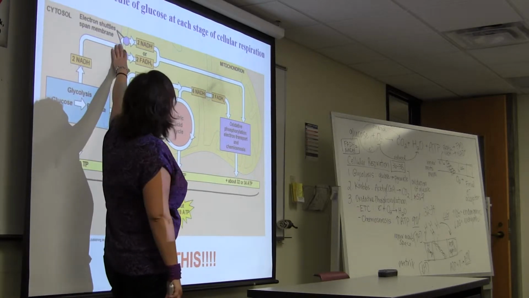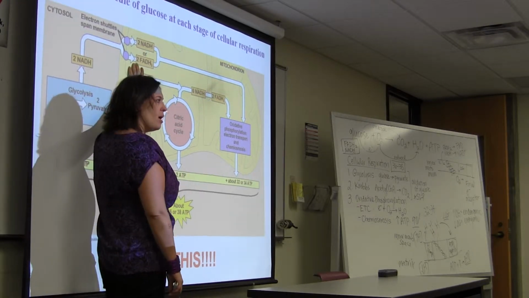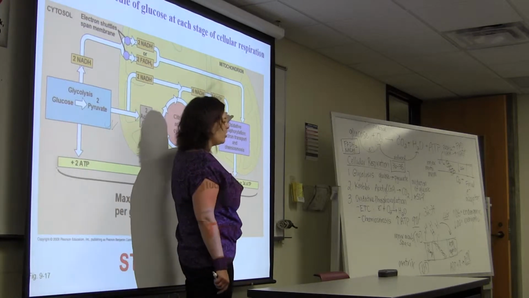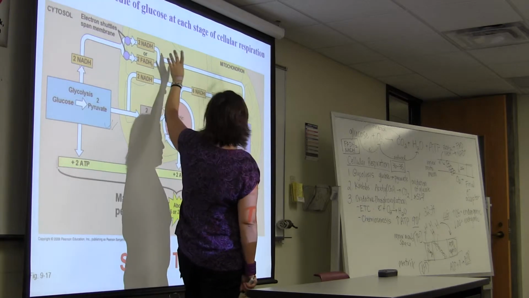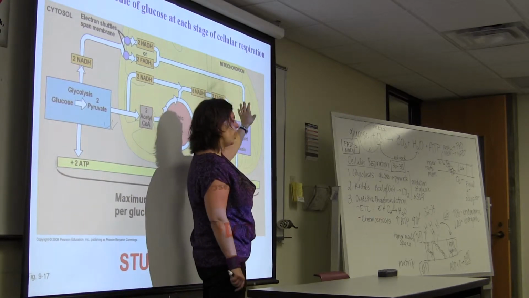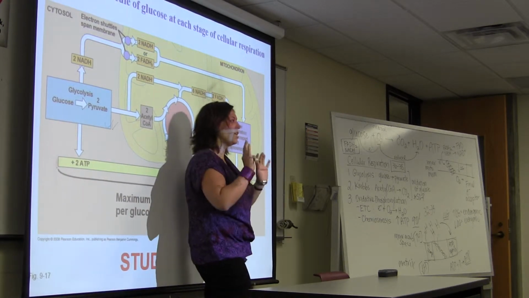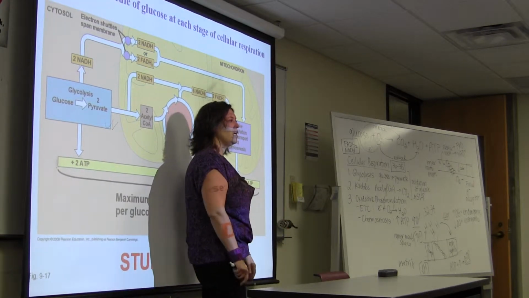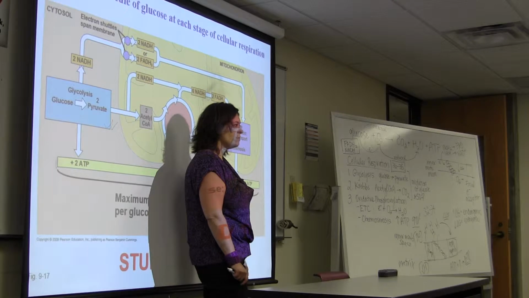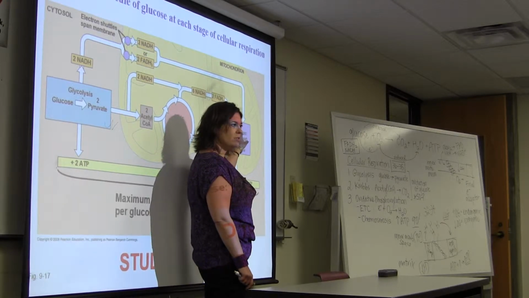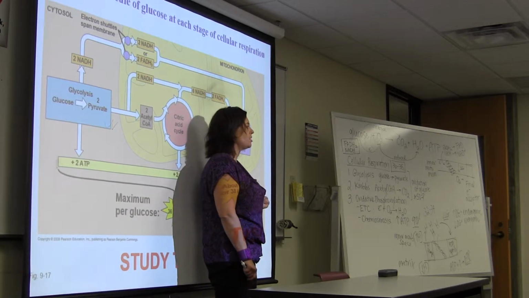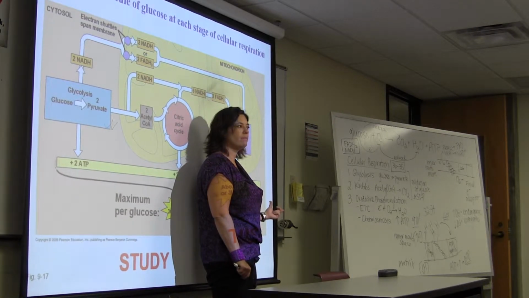So once we've loaded up all of our electron carriers, now we're going to give them to oxygen. We do that in the electron transport chain. All of these NADs and all of these FADs will come and they'll be oxidized because they're giving those electrons away to the proteins in the electron transport chain. And as those electrons move down, they're going to interact with oxygen in order to form water.